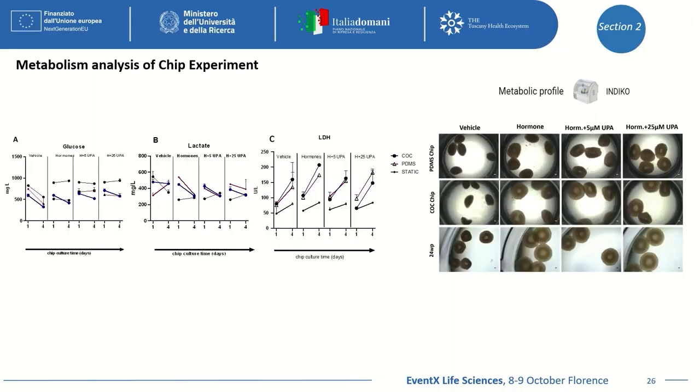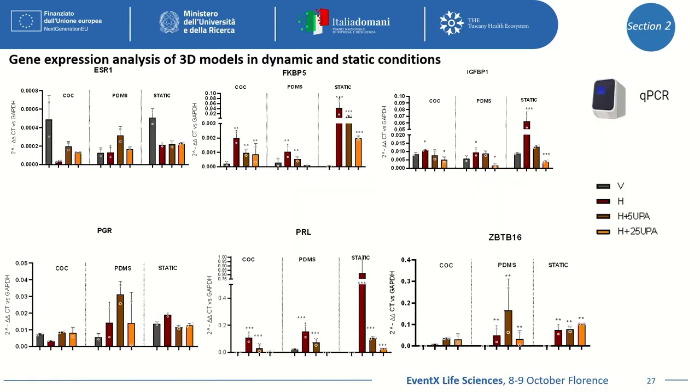For the whole experiment, with endothelial and 3D model, we analyzed the metabolic profile, so always glucose, lactate, and LDH, and we see an increase in the LDH level. This can be improved in further experiments. We also checked all the biomarkers that are used for the window of implantation. As you can see, all these biomarkers in the condition of hormone-stimulated cells were upregulated in both types of chip and also in static condition, and we see a downregulation when we added the ulipristal.